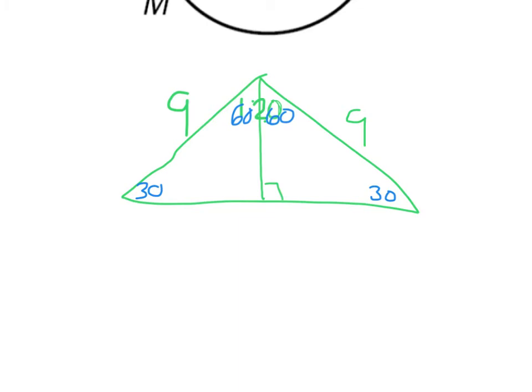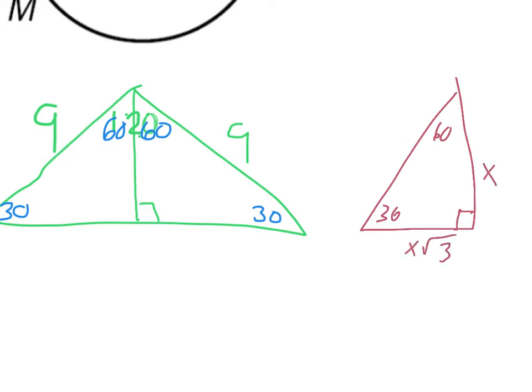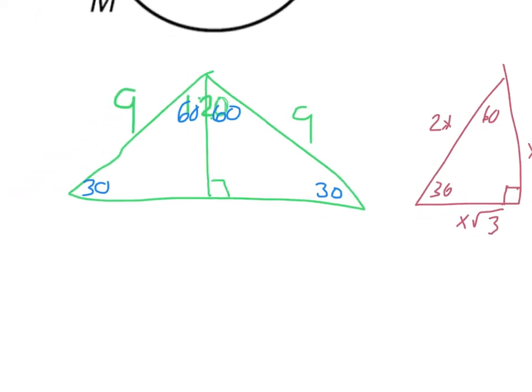In our 30, 60, 90 triangle, we know that opposite of the 30 is x, which is half of our hypotenuse. So I'm just going to draw just a basic 30, 60, 90. Opposite of the 30 is x. Opposite of the 60 is x square root 3, and our hypotenuse is 2x. So if 2x is 9, that would make our x 4.5. And then that would make opposite of the 60 4.5 times square root 3.